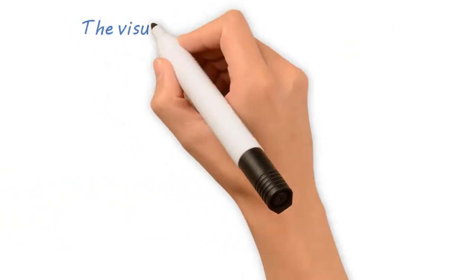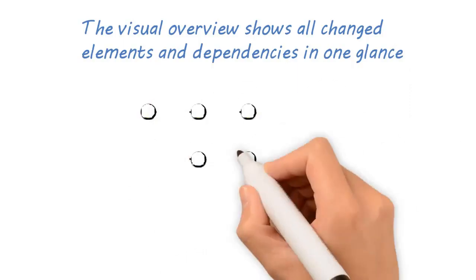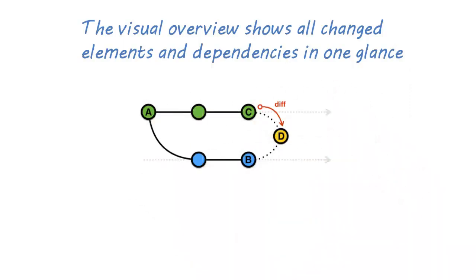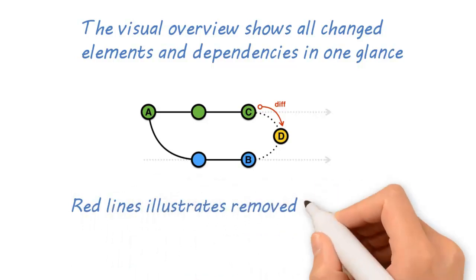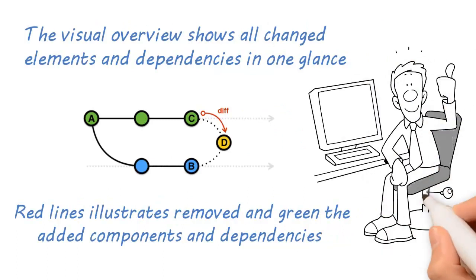The visual overview shows all changed elements and dependencies at one glance. It illustrates the whole pull request in a few seconds. Red lines illustrate removed and green the added components and dependencies. That way, it's fast to see and approve the change architecture.